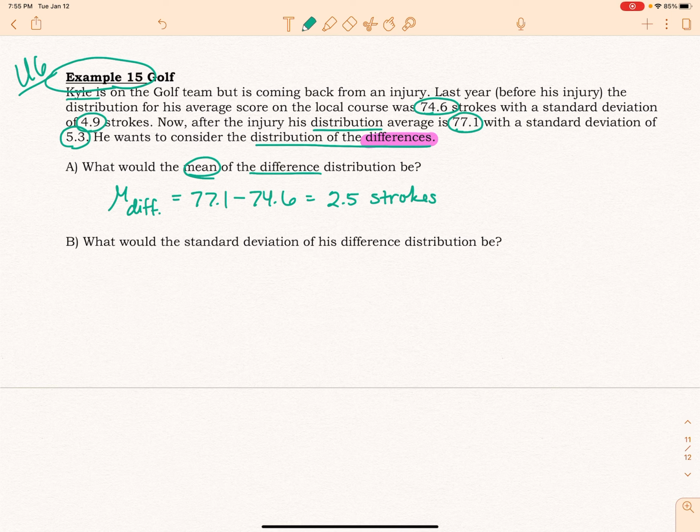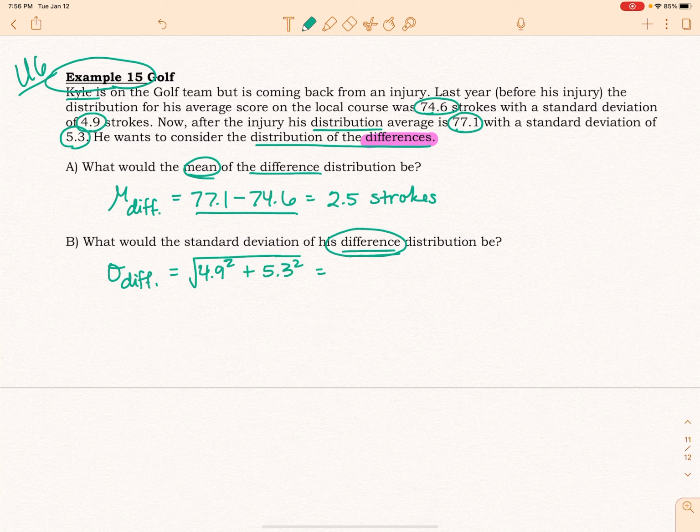Okay, so for part B, what would the standard deviation of his differences be? This is where things get a little tricky because we can't subtract standard deviations. We can't do anything with standard deviations, but we also can't subtract the squares of the standard deviations. So anytime you are asked for a difference, do that for means. Do exactly what you're told. Take the difference. But for standard deviations, you are going to act like taking the difference is the same thing as combining them. All you're going to do is square both of them and add them together just like you would in any combination problem.